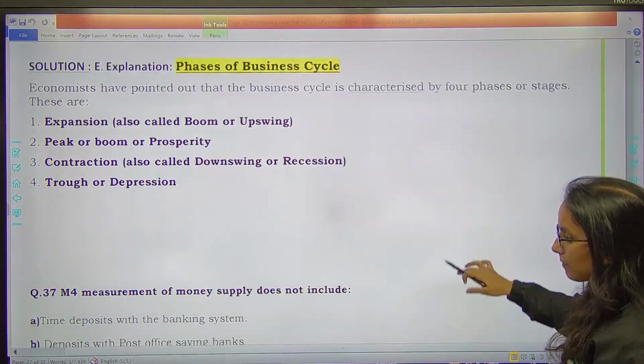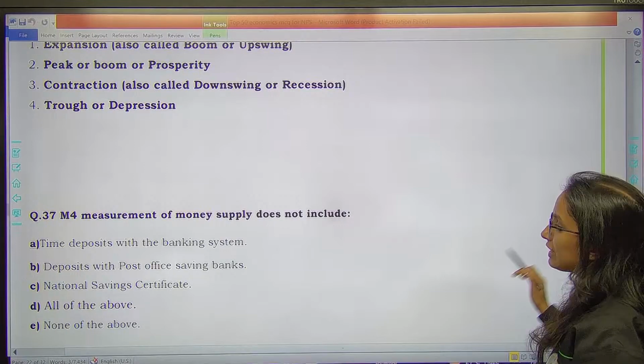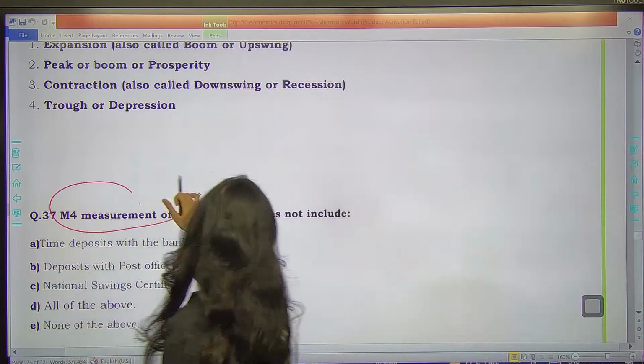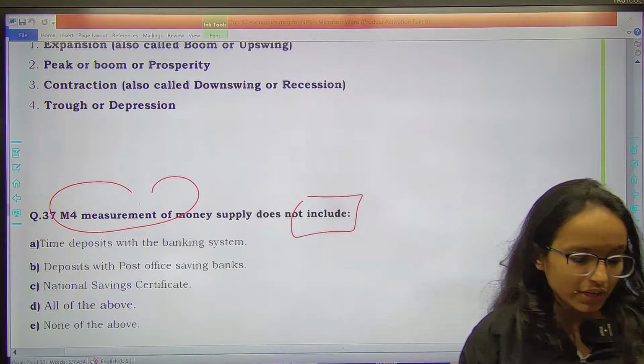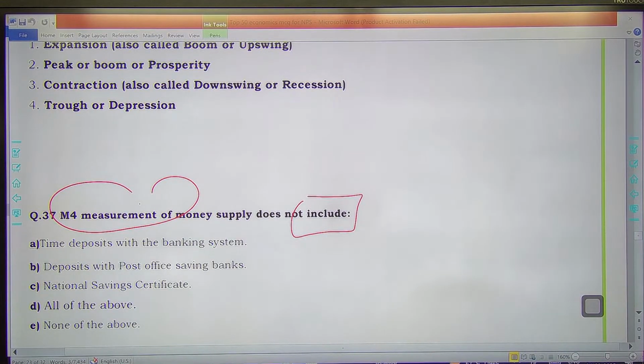Then next, M4, measurement of money supply. M4 measurement of money supply does not include which of the following? What is not included in M4? What is not there in the M4?